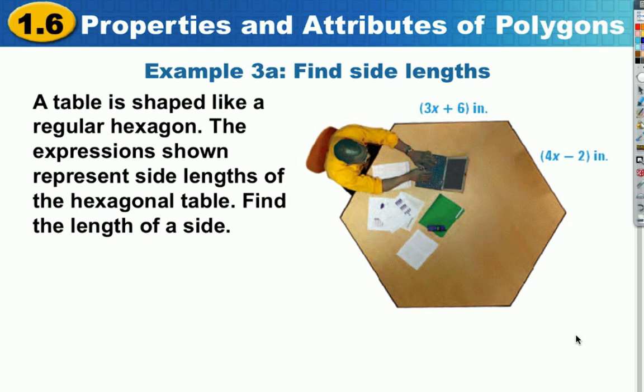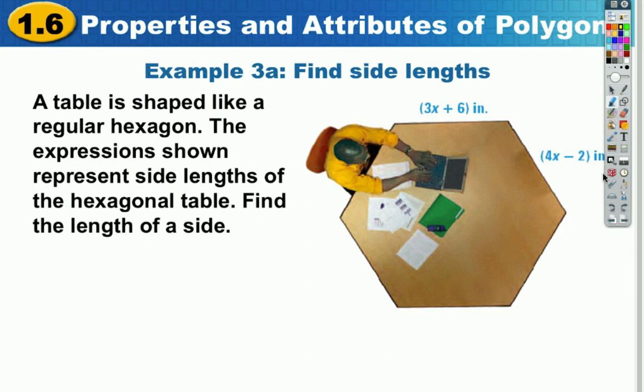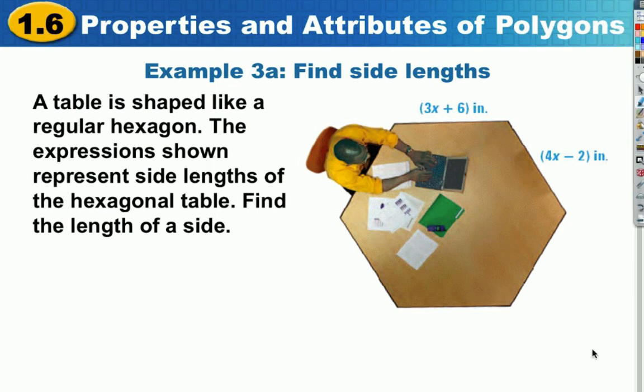So this is a table. It's an actual picture of a table, and it's a regular hexagon. The expressions shown outside the shape represent the lengths of the sides. Find the length of a side. Give you a moment to set up something.